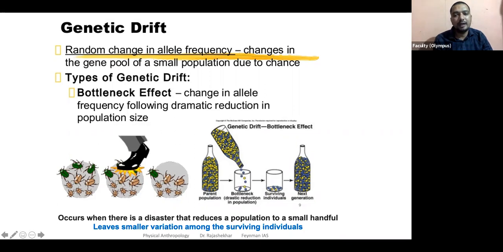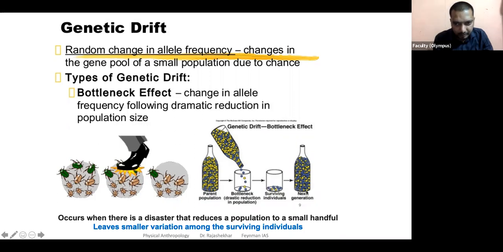The rest of them died, in a way. By random chance, a random event, they died. Maybe a flood happened. Only a few of them could escape the flood. The rest of them died. So compared to the genetic diversity of the initial population, the genetic diversity of this population is very, very less. Now they have to suffer in the process. The surviving individuals will be only a small number.